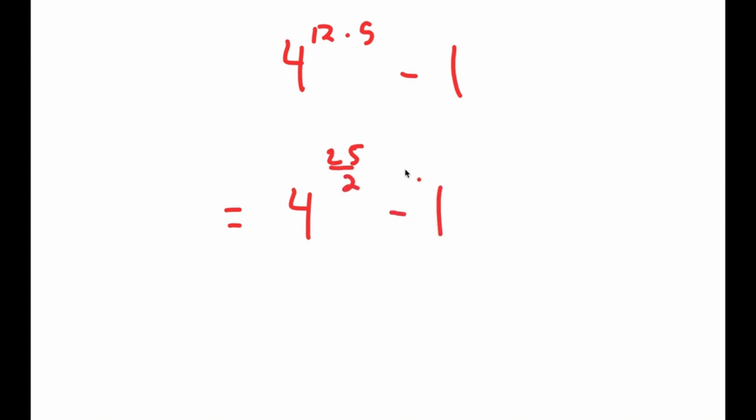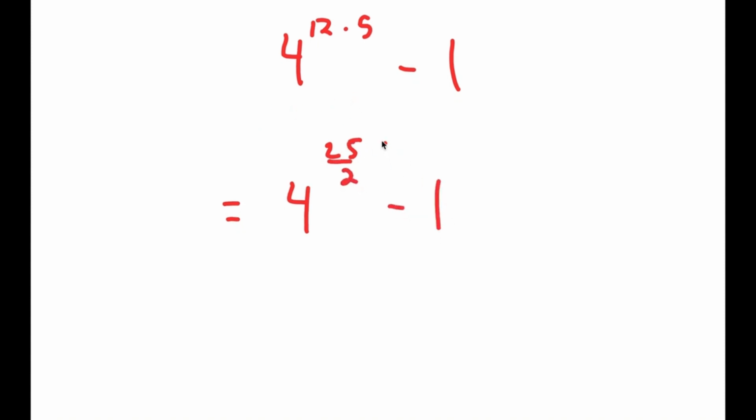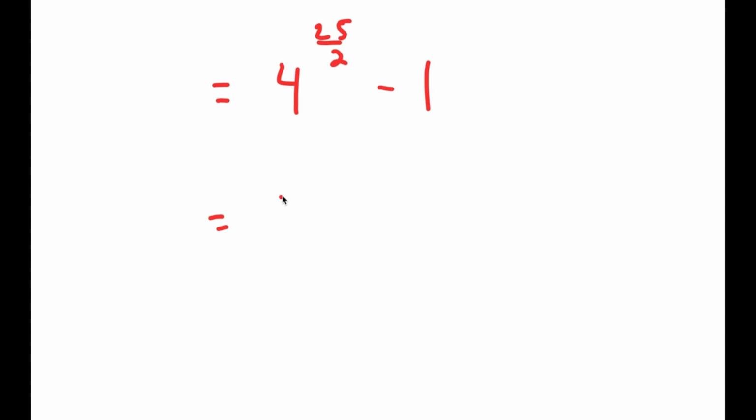Alright, so in this video, I'm going to solve the problem 4 to the power of 12.5 minus 1. So, I'm going to first rewrite this as 4 to the power of 25 over 2, because 12.5 is equal to 25 over 2. And this is the same thing as 2 squared to the power of 25 over 2. All I'm doing is rewriting 4 as 2 squared.